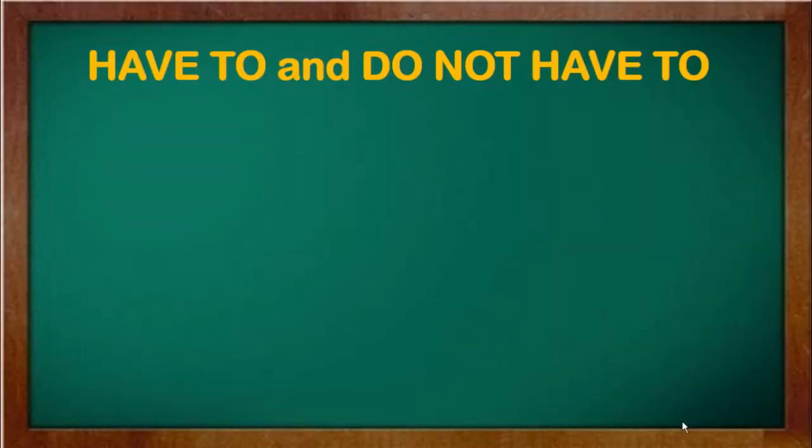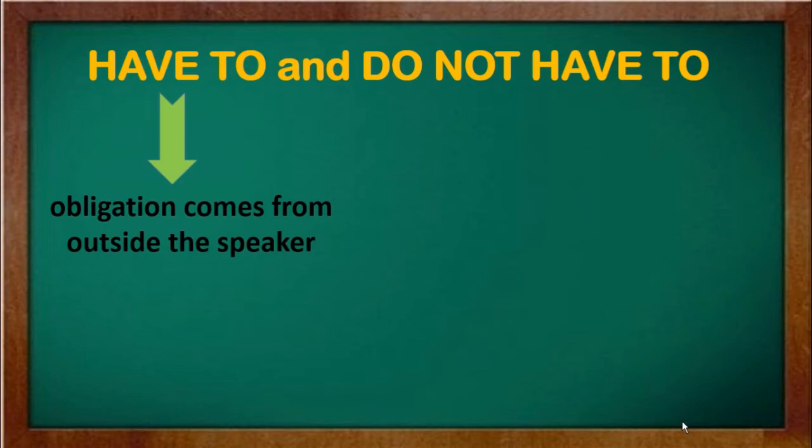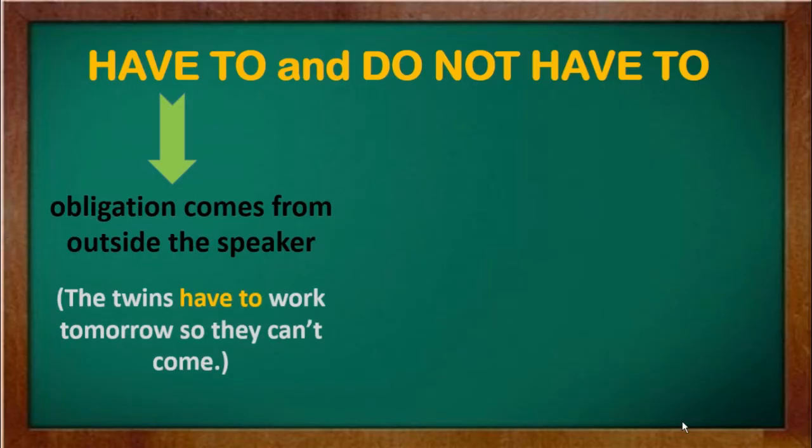Let us discuss how the semi-modals are used. Have to shows us that the obligation comes from outside the speaker. We sometimes call this external obligation. For example, the twins have to work tomorrow so they can't come. Have to is used to say that something is required or necessary.